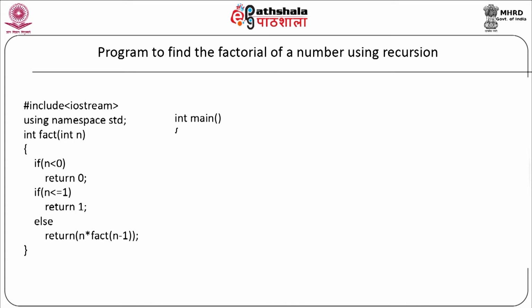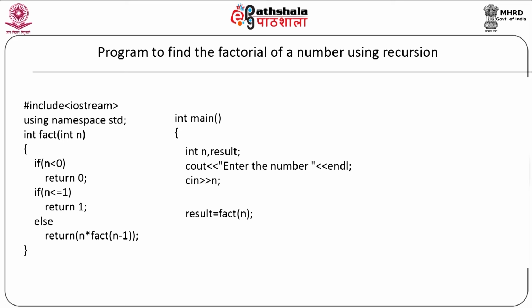int main, int n, result. Enter the number. We will accept the number from the user as cin >> n, and now we are going to call the recursive function fact as result = fact(n). Now we will display the result on the screen as cout, the factorial is result, and our main program will end. Now suppose the fact value here is 3.